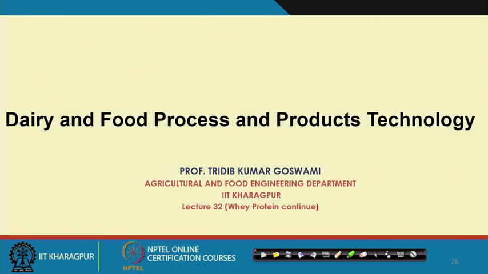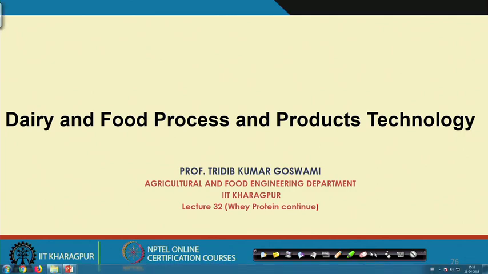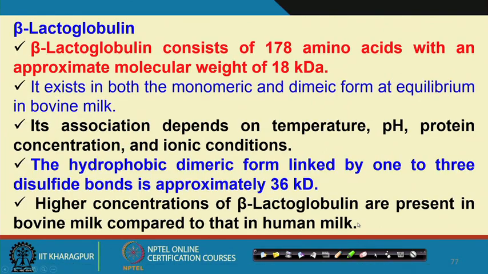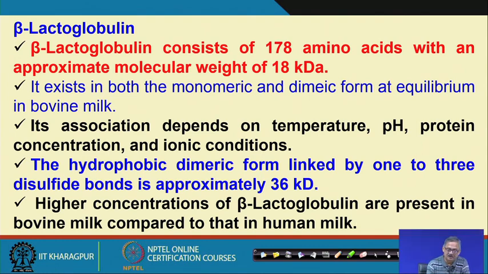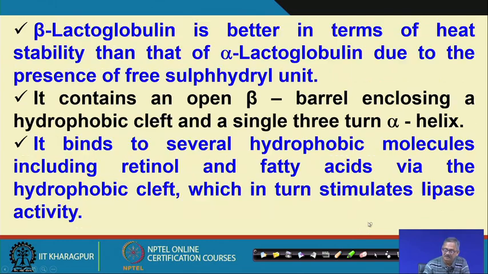So, we were discussing whey protein, and because of the time constraint, we had to stop at beta lactoglobulin or beta lactalbumin, right? Let us look into its continuity: a higher concentration of beta lactalbumin is present in bovine milk compared to that in human milk, right?